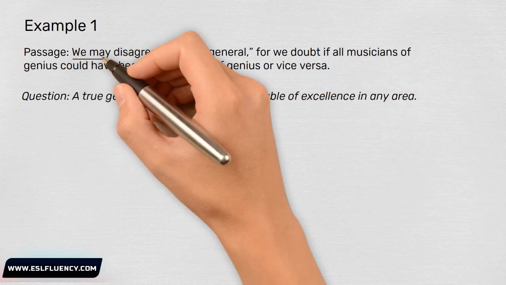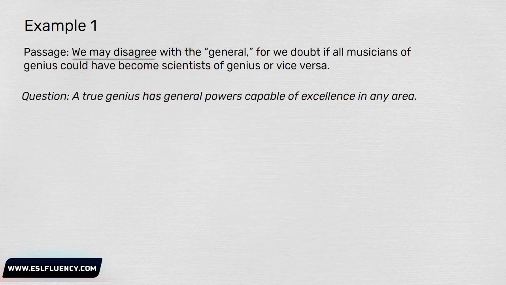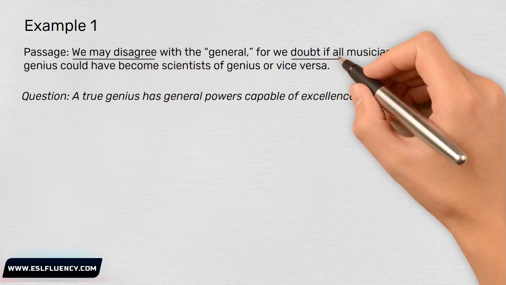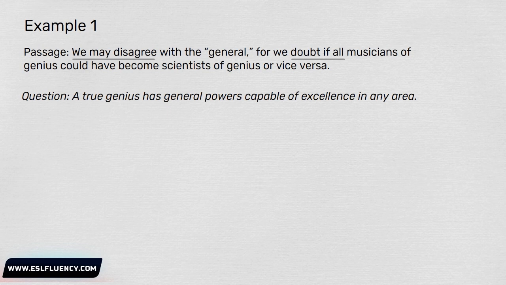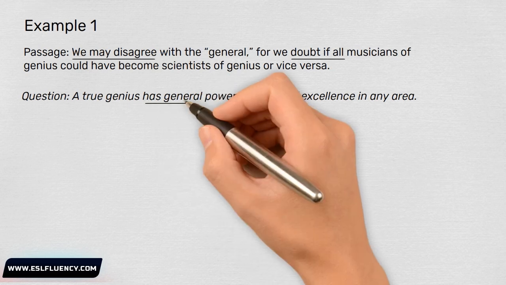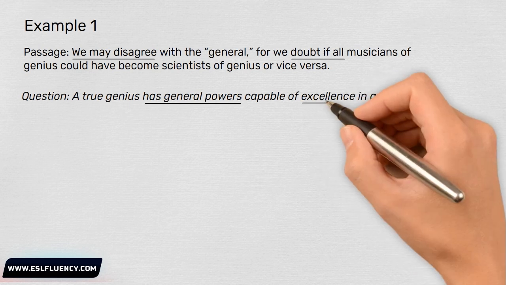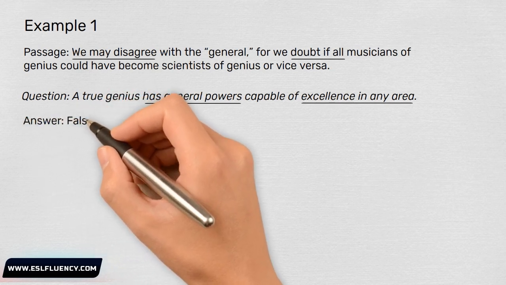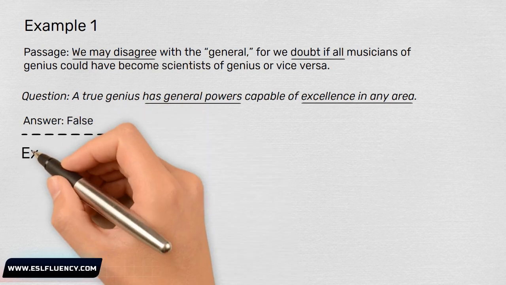Well, the passage says, some might say if you are considered a genius in a field like music, you can be genius in another like science. But some others might disagree, so the writer and other people might not agree on this. However, the question says a true genius can be great in any area, like it's a fact and not an opinion like the writer has put it. So they contradict each other. The answer is false.